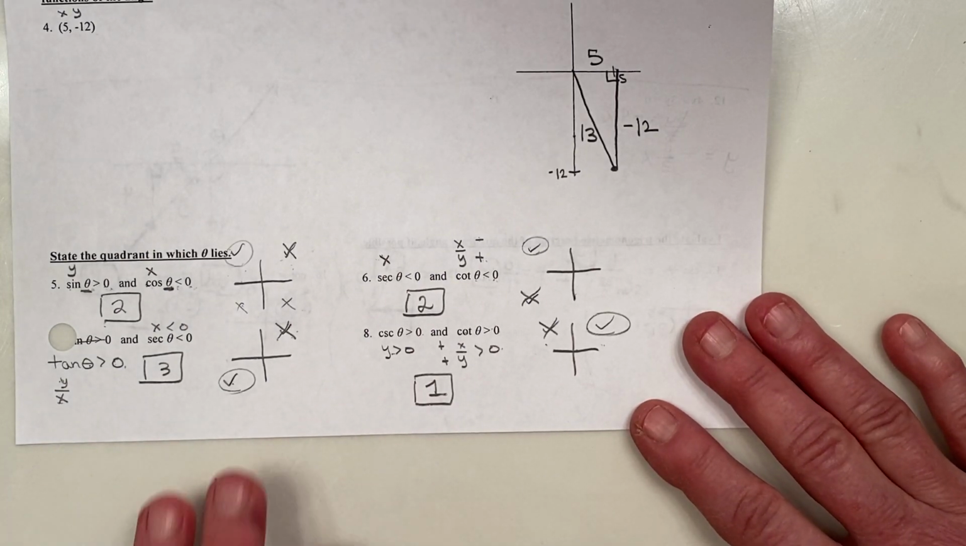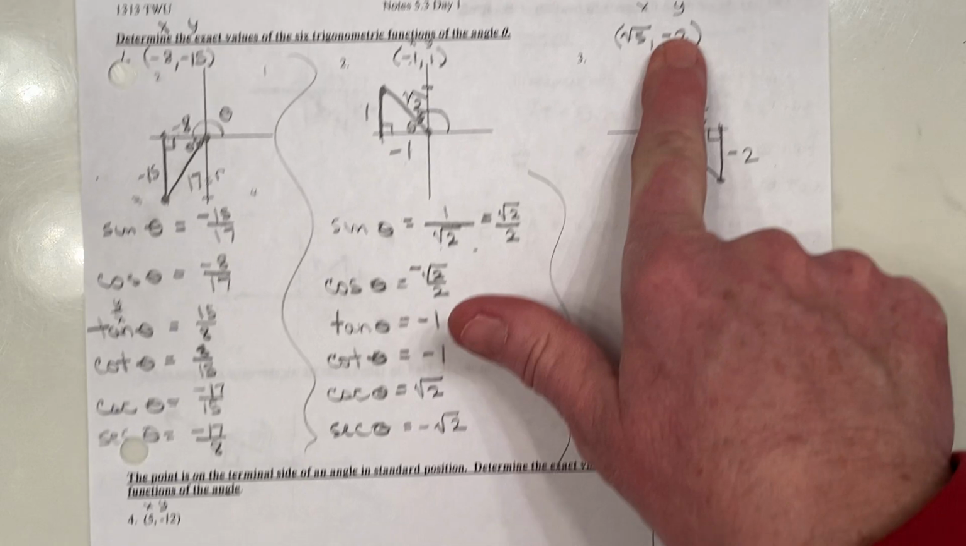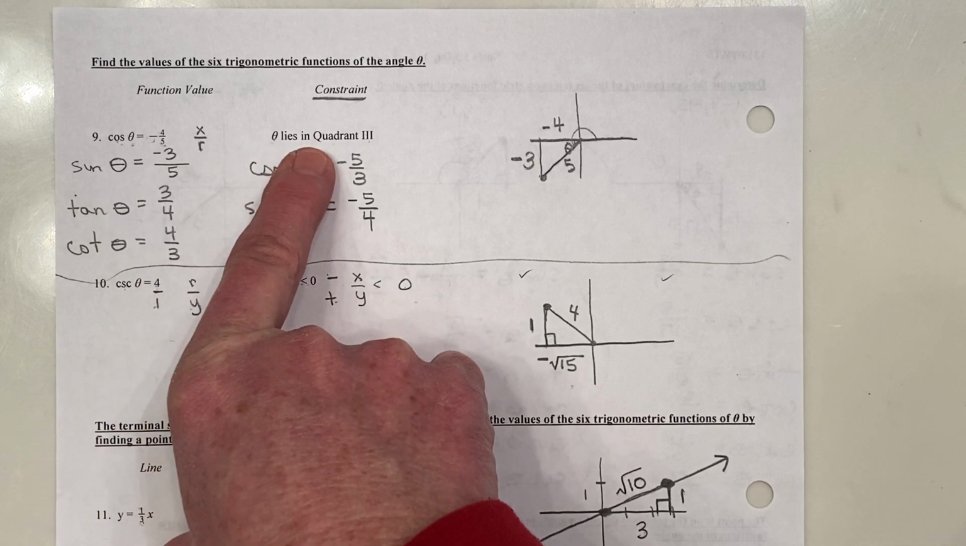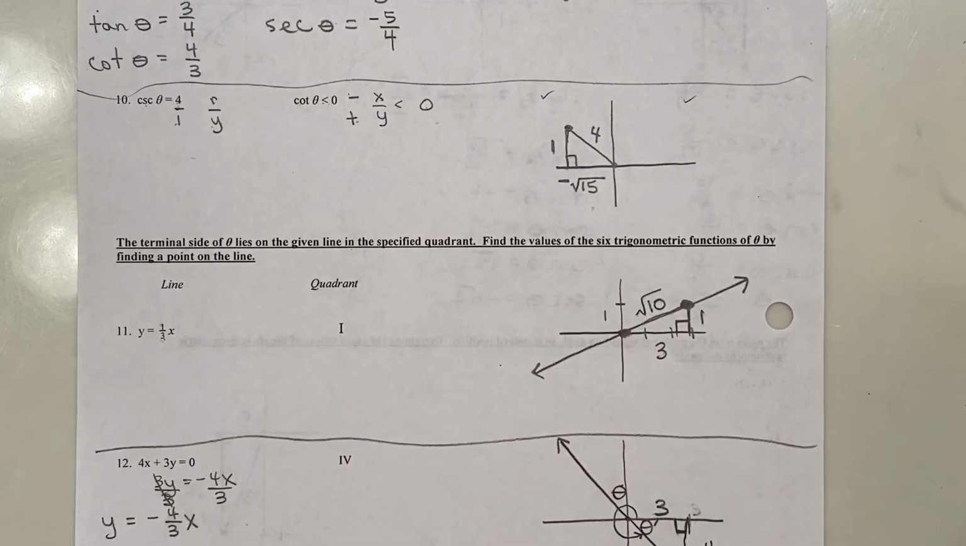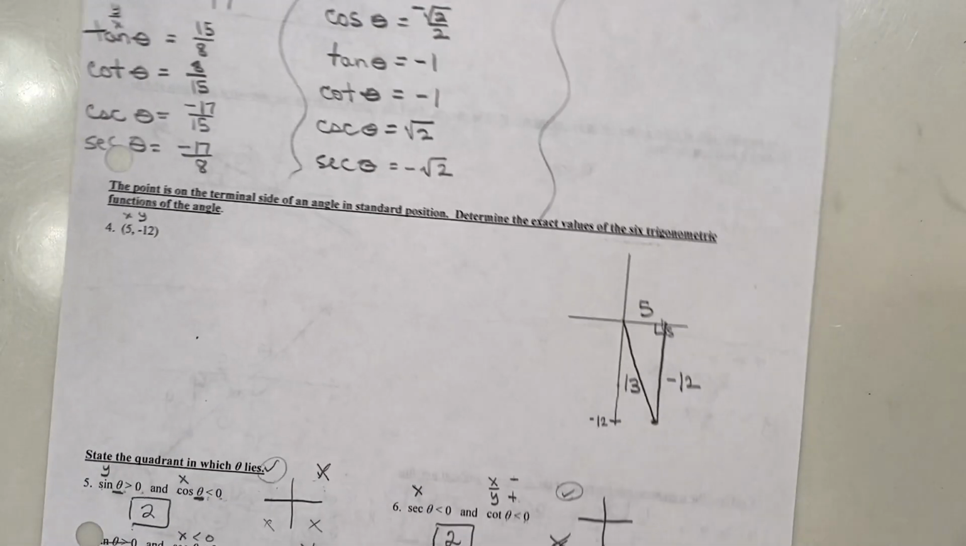So in this lesson, we had a couple of objectives. The main objective was finding the 6 trig values with the presentation of either an ordered pair, or given one of the trig functions and another constraint, or given a linear function, plotting that, and finding a right triangle. And the other objective was just to find quadrants in which an angle lies.